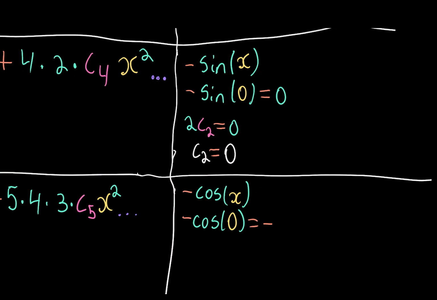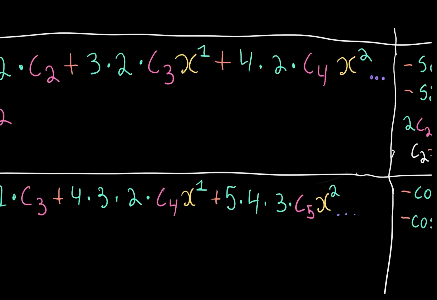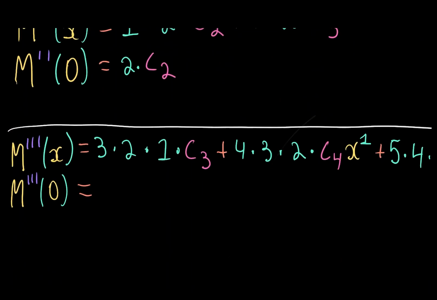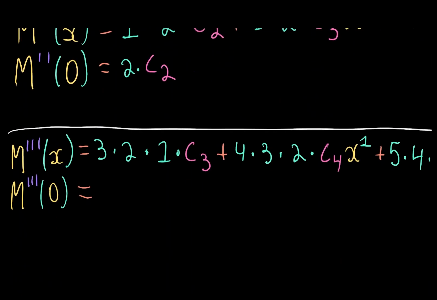Wrong color, oops, is equal to -1. So that means, let's evaluate m triple prime of 0. This will just be equal to 3 times 2 times 1, so that'll just be 6. But we can actually write this, if you haven't noticed, these are becoming factorials. So 3 times 2 times 1, before that it was 1 times 2, and before that was 1. So these actually become factorials.